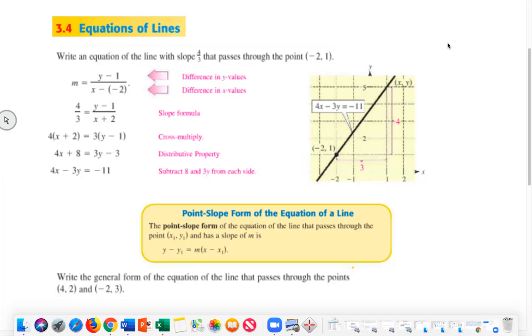So with the equations of lines, there are 2 things that make up an equation of a line. 1, slope. You always need your slope in the equation of a line. Slope is defined as the rise over the run. It is defined as the change in y over the change in x. That's why we subtract. Okay, so writing the equation of a line with the slope of 4/3, it passes through this point. There are 2 ways to go about it.